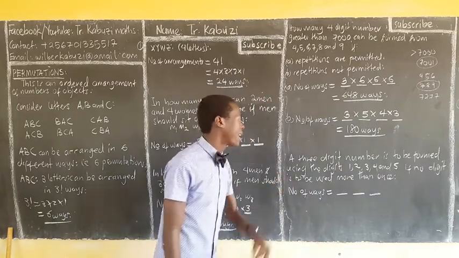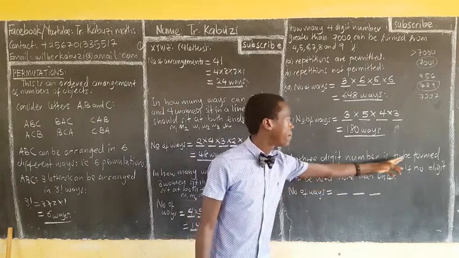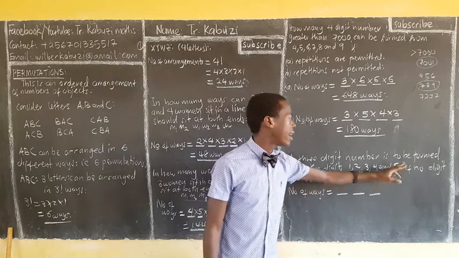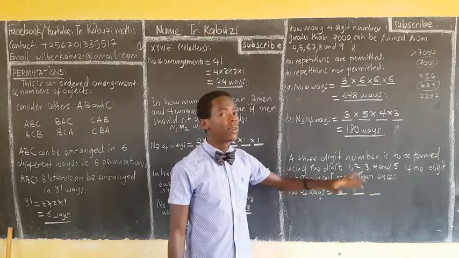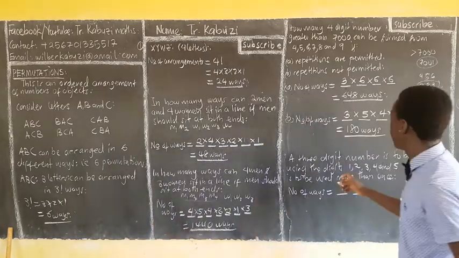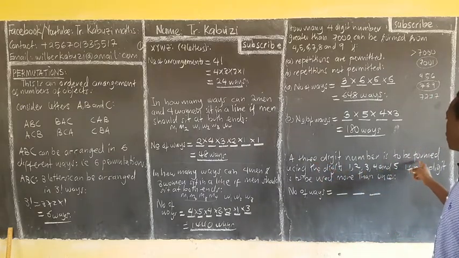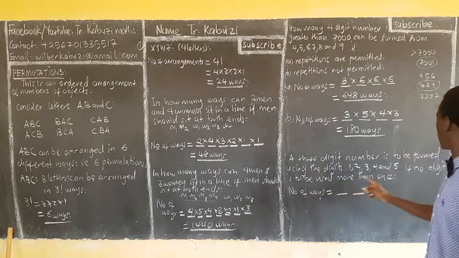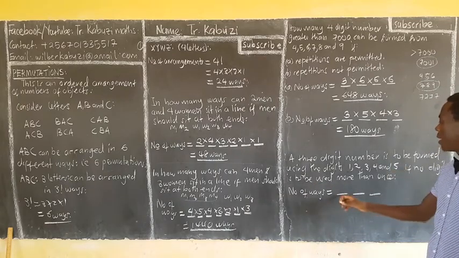Okay, now we come to the last question here. A 3-digit number is to be formed using digits 1, 2, 3, 4, 5. If no digit is to be used more than once, it means that they don't allow repetition. So this number is to be formed from these digits. So we have to form a 3-digit number. That's why I'm having these 3 places.